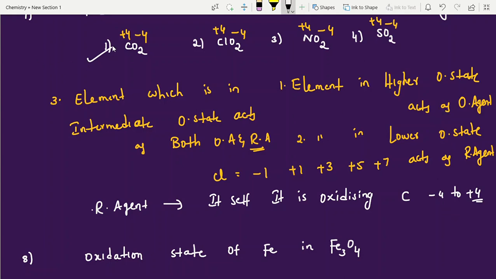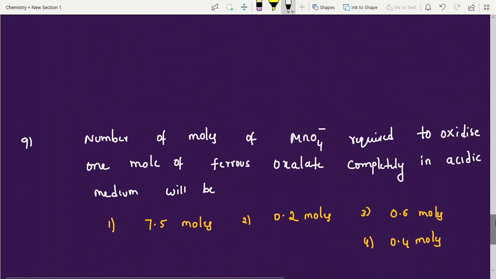So the option is 1. In chlorine, other possibilities are there. Nitrogen also goes up to +5, sulfur also up to +6. But whichever is in its highest oxidation state acts definitely as oxidizing agent. It cannot act as reducing agent. Why? Because it's not possible to change beyond the highest oxidation state, right? So now, next question.